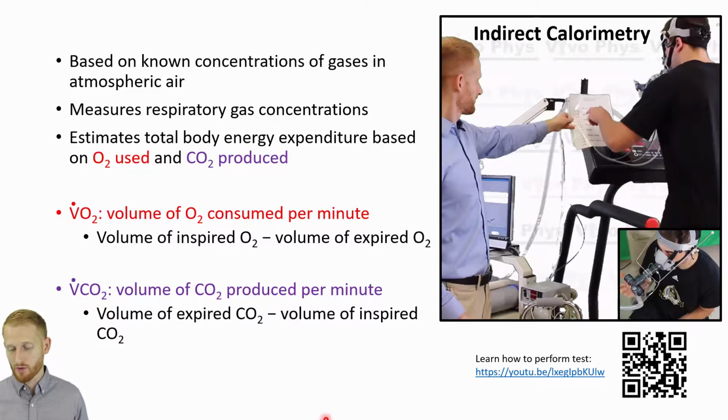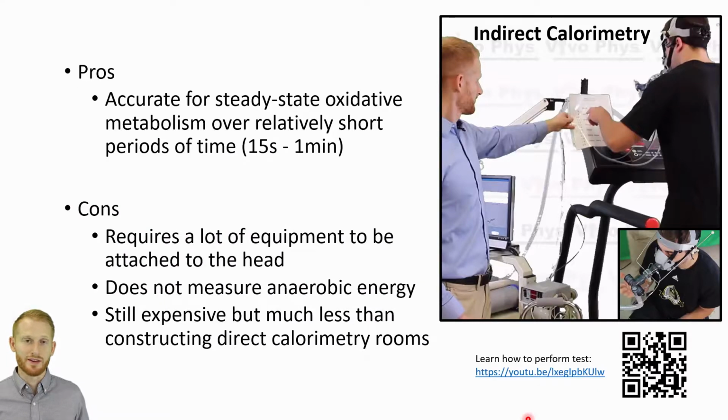If you want to learn a little bit more about how to perform an indirect calorimetry test, so looking at VO2 maxes or VO2 at a steady state exercise or at rest or whatever, you can scan this QR code or go to this link here and it'll show you a video on how to do a VO2 measurement. The pros of indirect calorimetry here are that it is highly accurate over a short period of time, unlike with the direct calorimetry that you needed several hours to maybe a day or two. Here we can get a fairly decent measurement in 15 seconds to a minute and get an idea of someone's oxygen consumption.